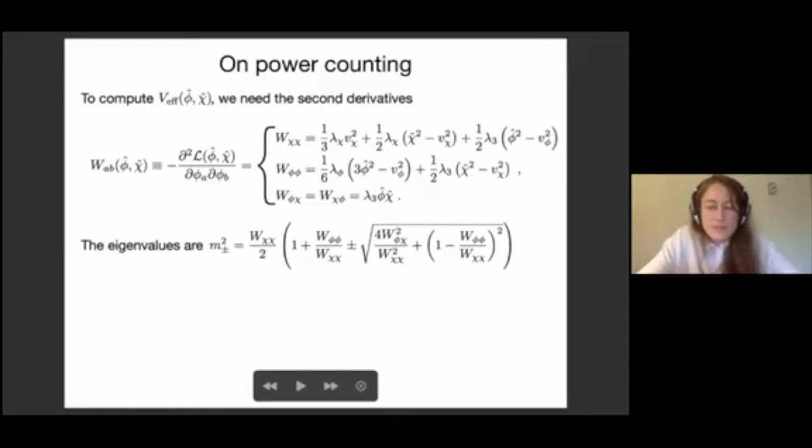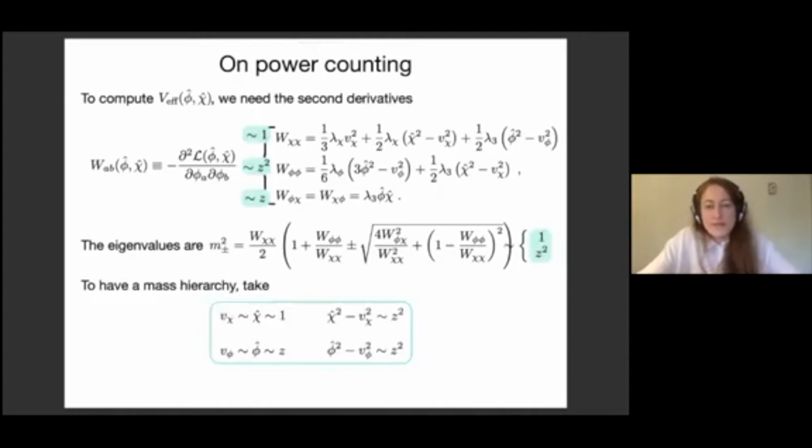The explicit form isn't so important. And the eigenvalues of this mass matrix, I'll call them M plus minus squared. The plus is because that's the big one, and the minus is because that's the small one in our power counting. And you can explicitly write what these eigenvalues are in terms of these W components.